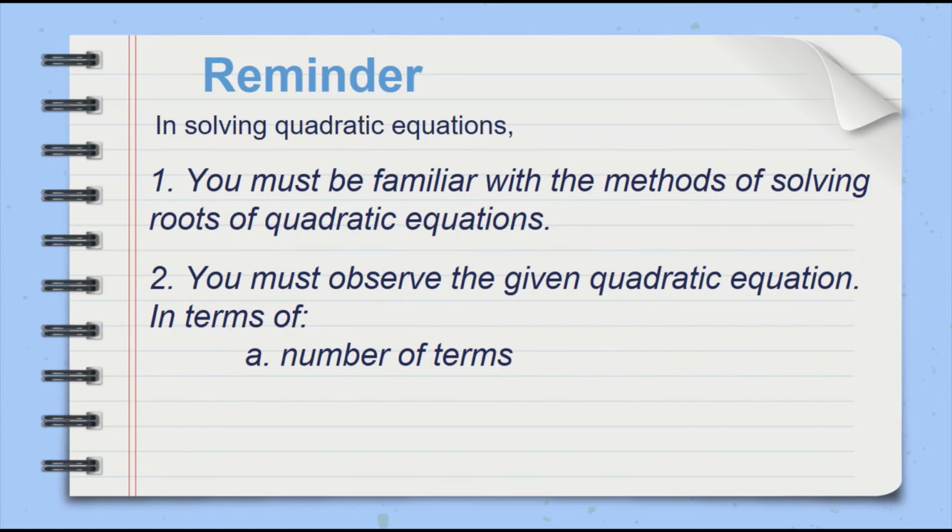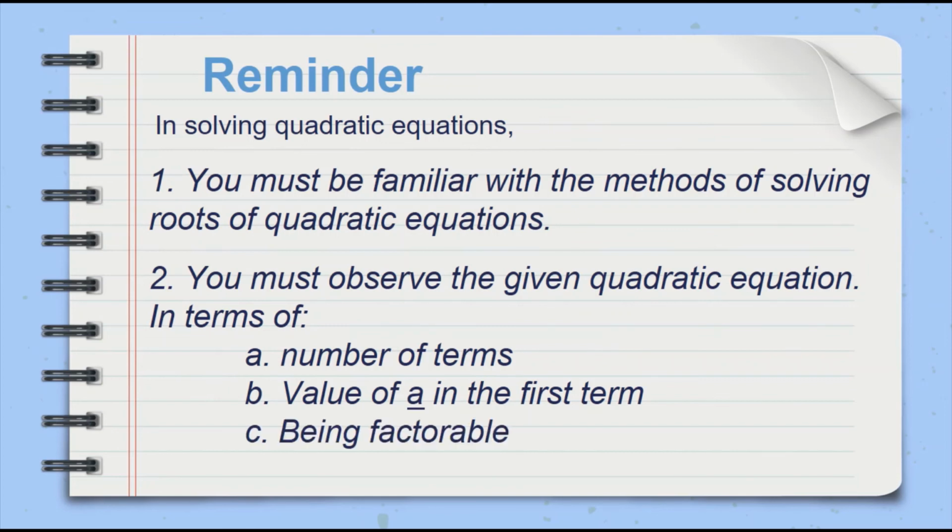Meron ding 4. Letter B, the value of A in the first term. So, kapag ganyan mga given natin na meron values ng A, which is greater than 1, so probably there is an appropriate method that you can use. Pwedeng factoring, pwedeng quadratic formula, and pwede rin ang completing the square. Letter C, being factorable. One of the easiest way if the given quadratic equation is factorable is factoring.